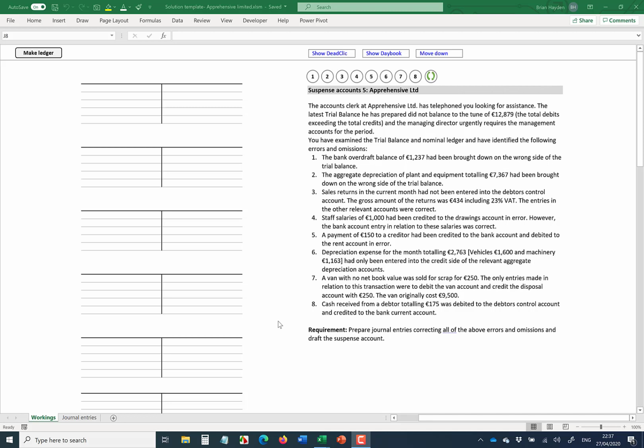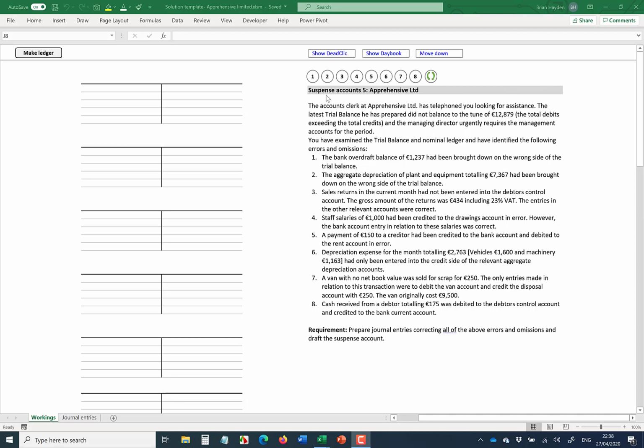In this video, I'm going to go through the solution to the suspense account question, Apprehensive Limited. This is a question in the practice questions handout, and it's a challenging question. One of the features of it is that it doesn't include the trial balance with the list of balances in it. So some of what you might call the easier corrections aren't a feature of this question to the same extent. There still are a few that need to be dealt with, but they're a little bit more challenging because you don't have the visual assistance of the trial balance.